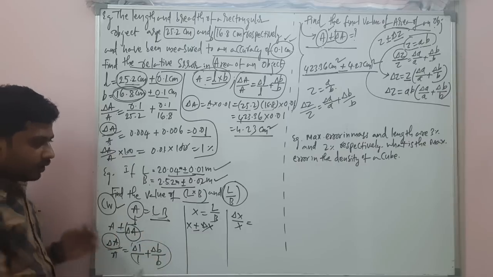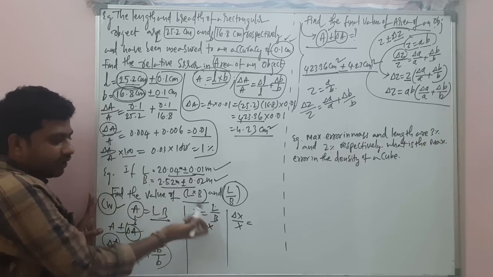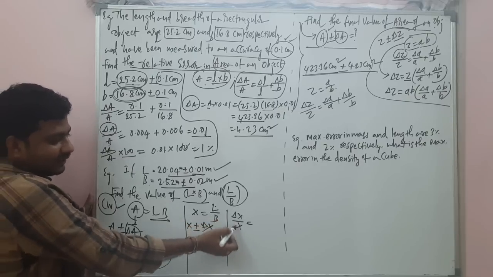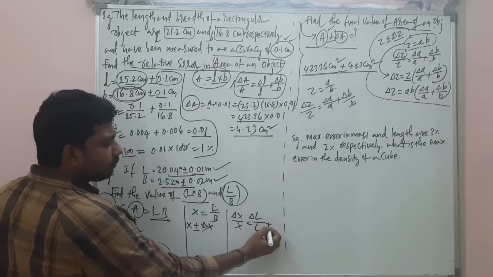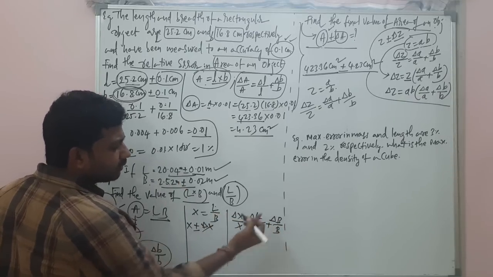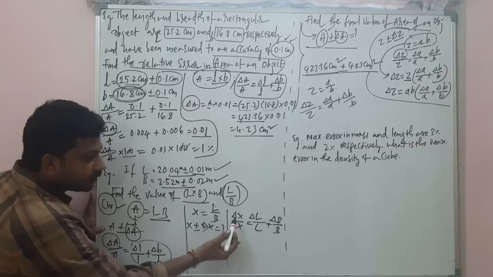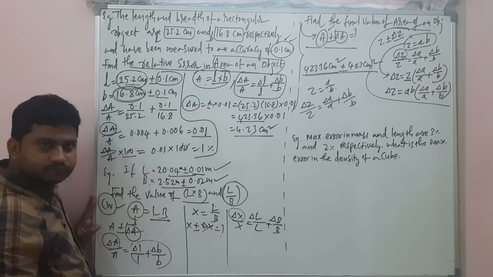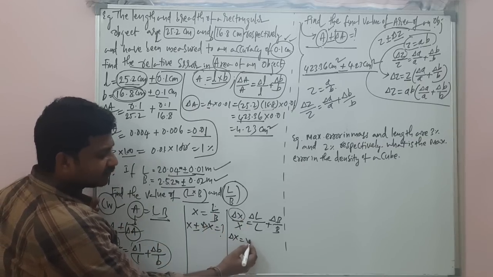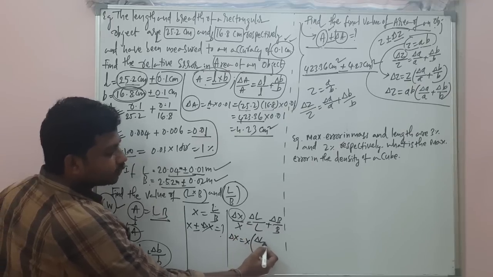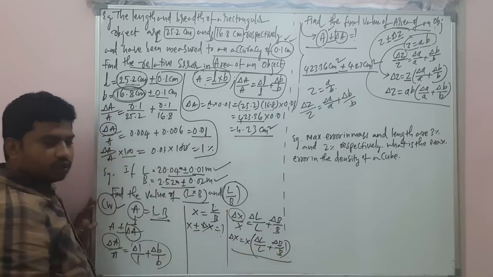Now, see, Z is equal to A by B. So the relative error in X, delta X by X, is equal to the relative error in L, delta L by L, plus the relative error in B, delta B by B. From here, this is our aim. From here, delta X you can find. What is delta X? Delta X is equal to X into delta L by L plus delta B by B.